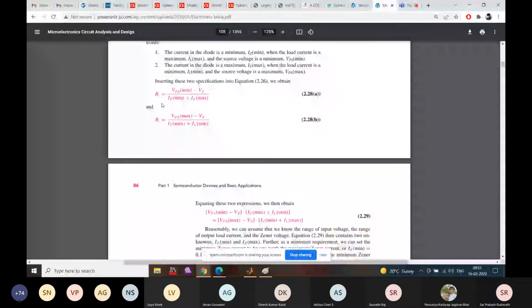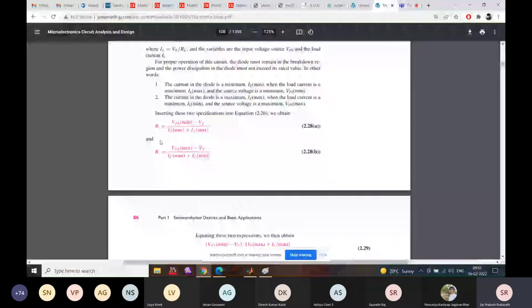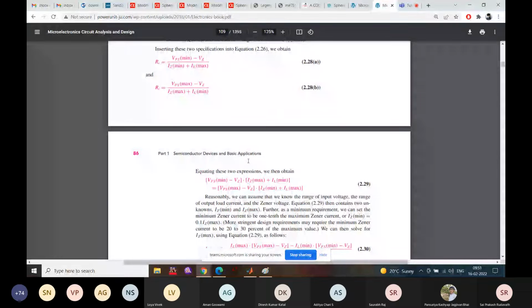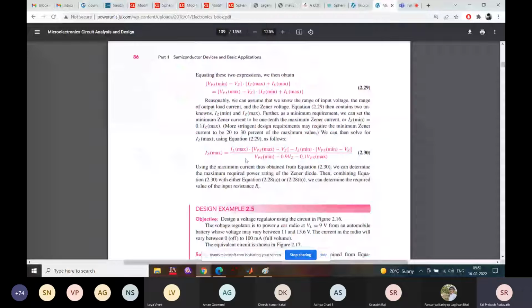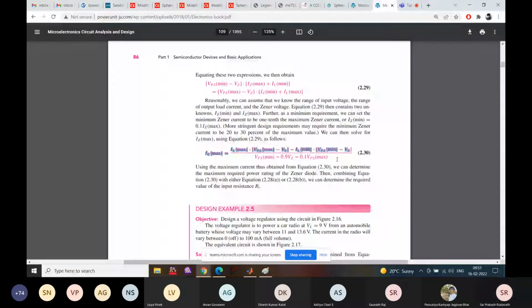So resistance at input is equal to. You can see this, equating both the equations here to find the maximum and minimum values. So finally you'll get the maximum current through load. This is the formula you can use directly, 2.30. So you can find the maximum current.